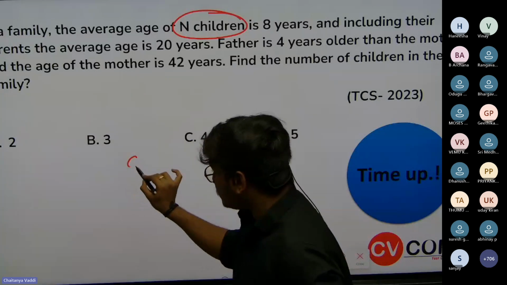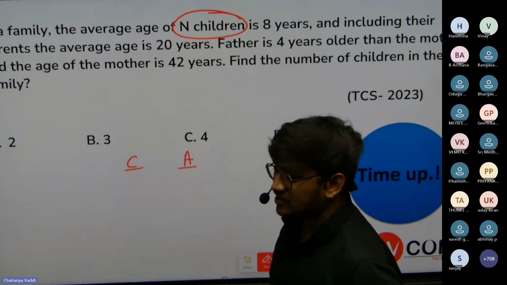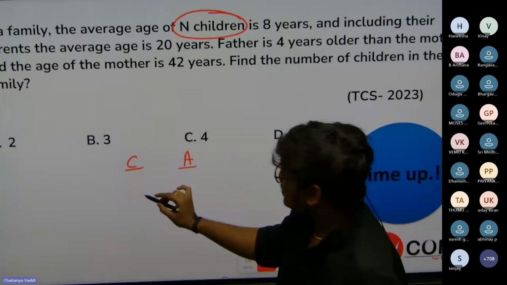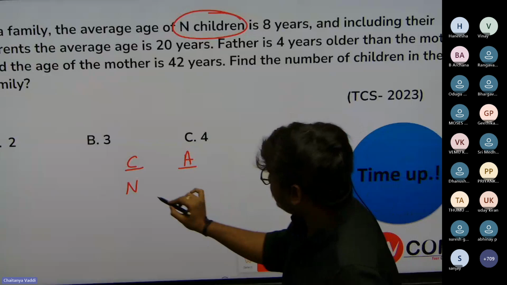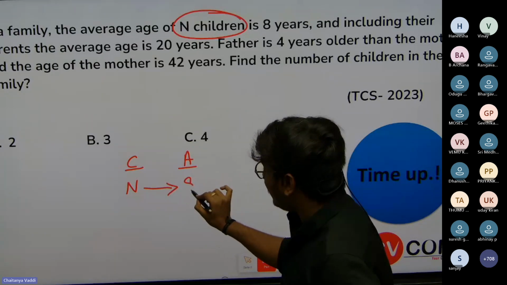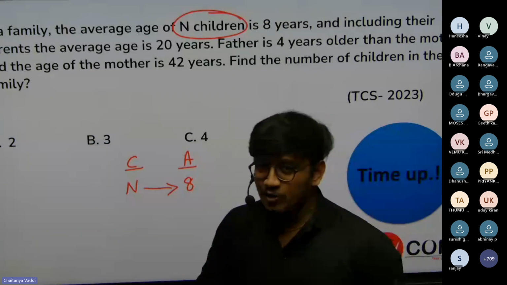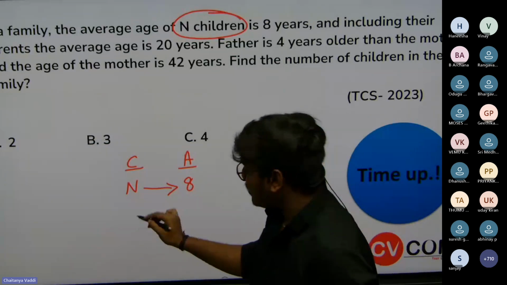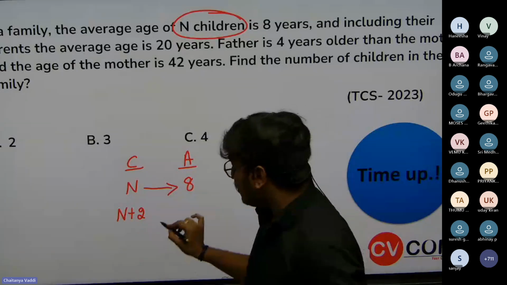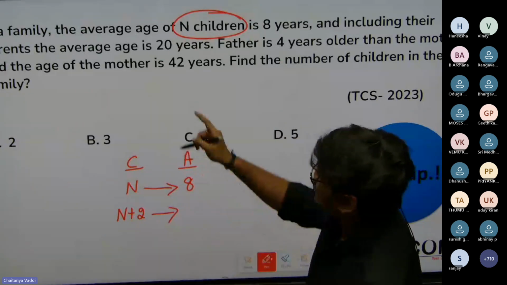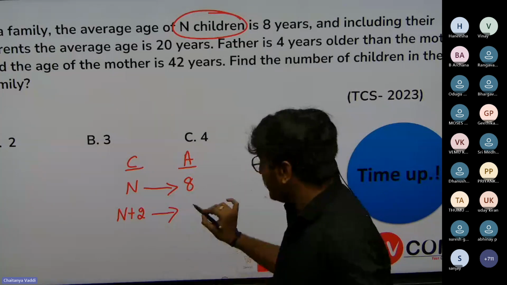So can I take the shortcut as we discussed now? One is count, the next one is average. The count in the family, we don't know the number of children. I'm assuming it as n. So for n children, the average age is given as 8 years, correct? Now, including their parents, obviously the mother and father, the count is increased by 2. What is the average they have given? The average age is 20 years.